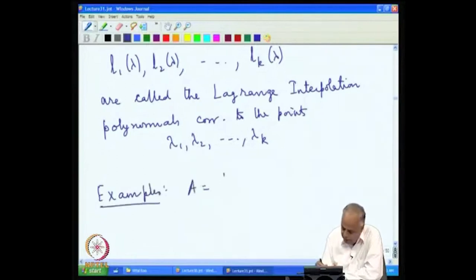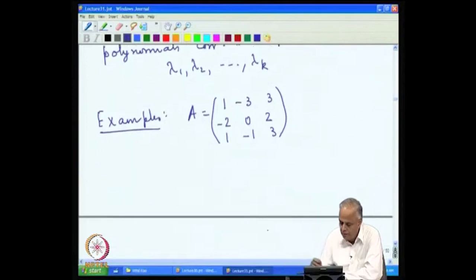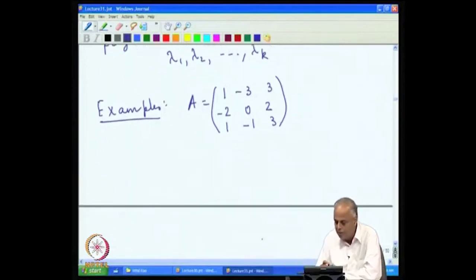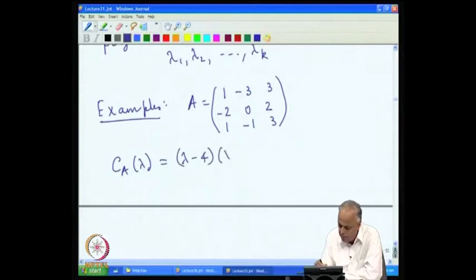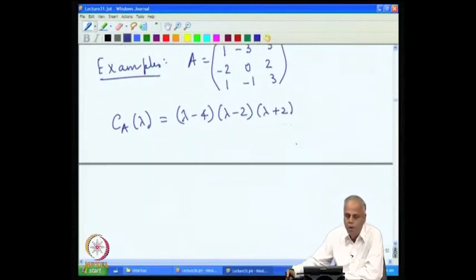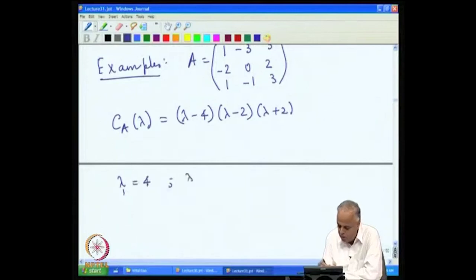Let us look at this matrix again: 1, -3, 3; -2, 0, 2; 1, -1, 3. Again, this is the same matrix which you have seen at the beginning of the class as well as in the previous lectures, and we have found that the characteristic polynomial is (λ-4)(λ-2)(λ+2). Now, what are the eigenvalues? The distinct eigenvalues are λ_1 equal to 4, λ_2 equal to 2, λ_3 equal to -2.